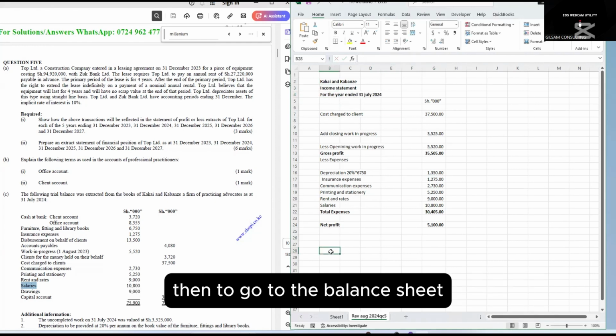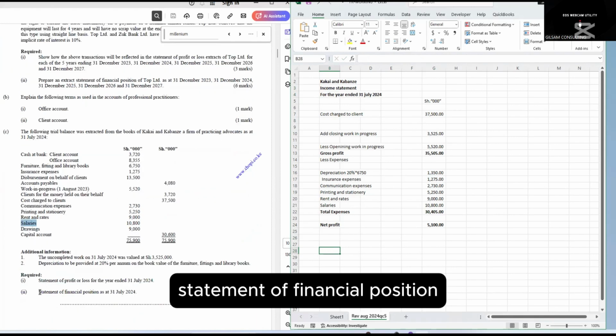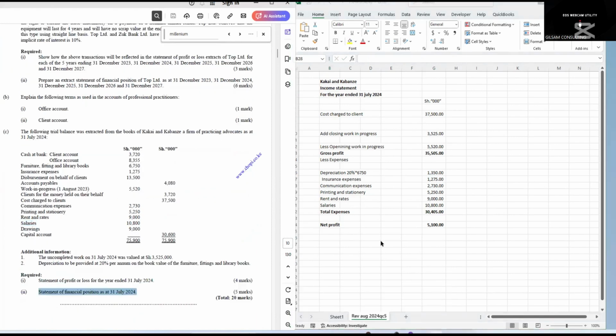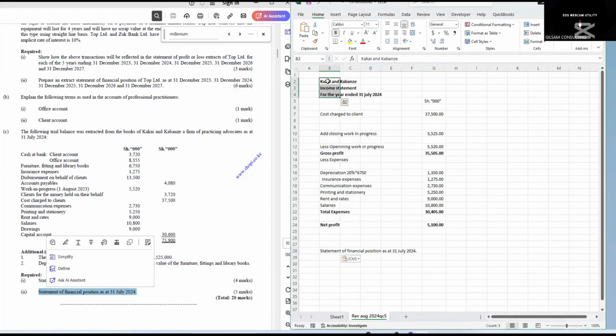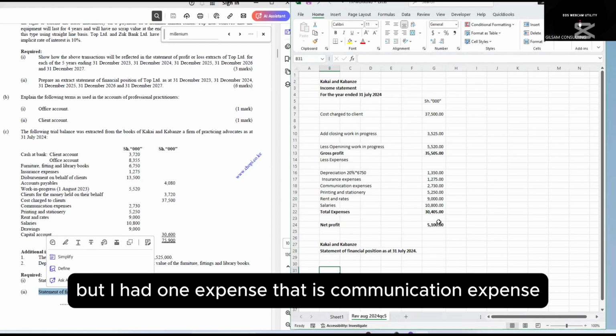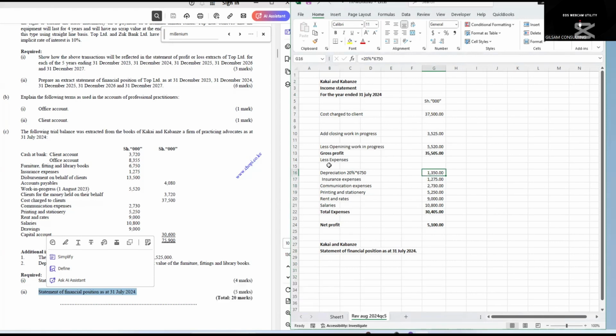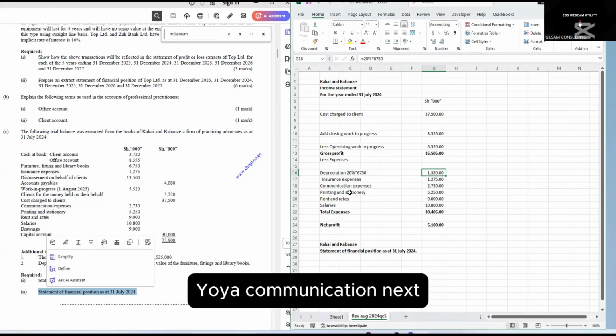Then we go to the balance sheet, statement of financial position. What revenue did you get? The revenue I got was 11,820, but I had omitted one expense, that is communication expense. Which expense did you put? That communication expense. Okay.